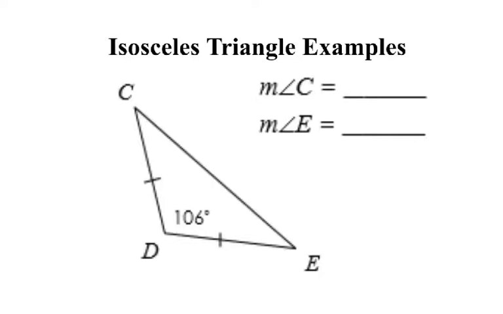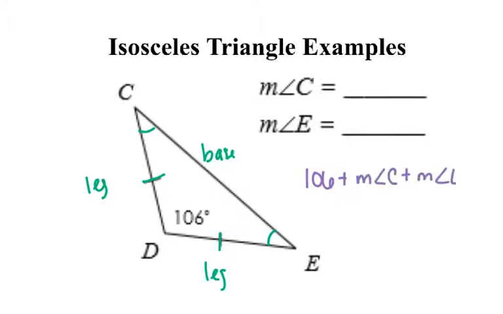So let's look at this one. Okay, so we have two legs that are congruent. If this is a leg and this is a leg, that means this is the base. And the two angles on the sides of the base are called your base angles, which are always congruent. So C and E have to equal the same thing. Also, we know that a triangle has to equal 180. So 106 plus the measure of angle C plus the measure of angle E has to be 180.